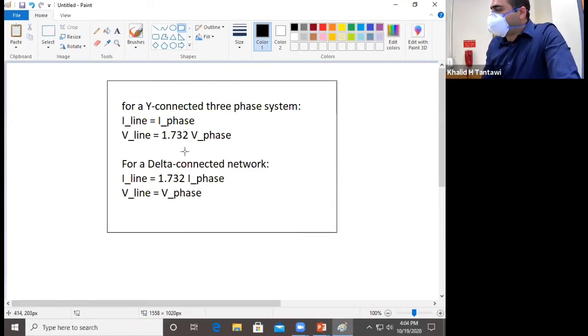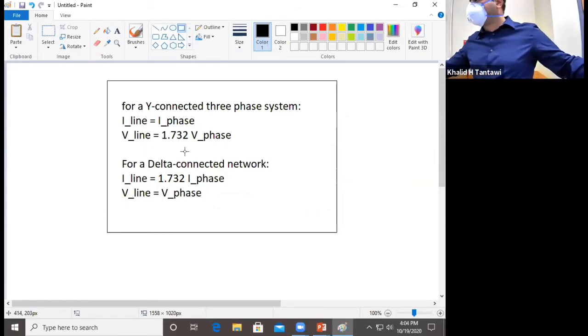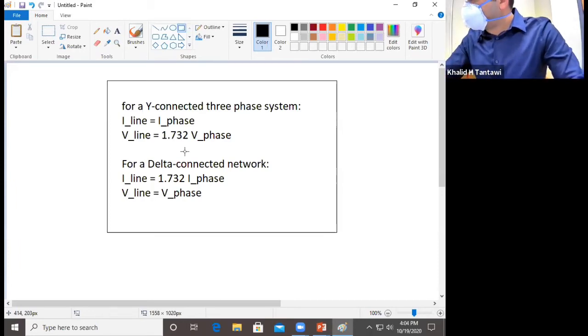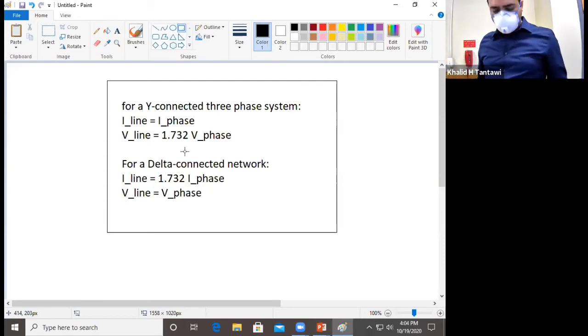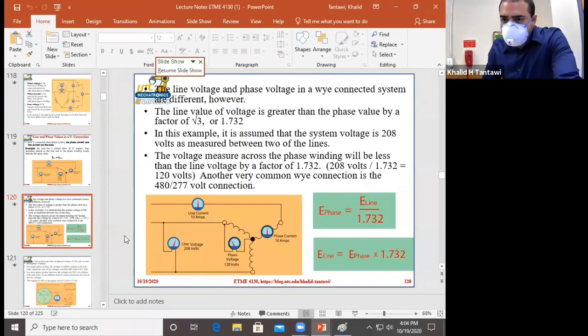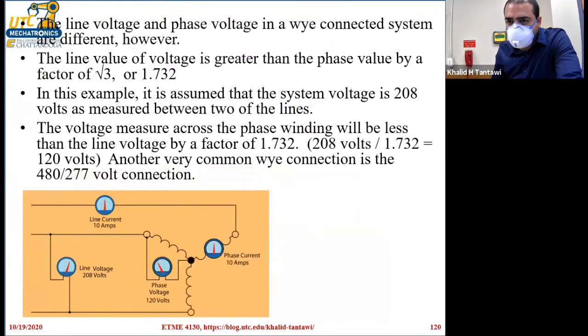For the delta, we saw that the phase winding is actually across two terminals, right? So that means the phase voltage is going to be equal to the line voltage for a delta. But the line current is going to be bigger than the phase current. So the line current is going to be 1.732 multiplied by the phase current. You need to memorize this. So really, that's everything for this. Now let's do some exercises, just so that you understand these.